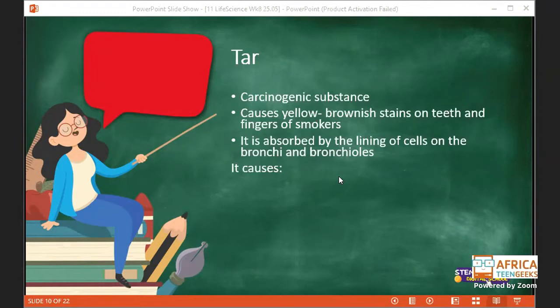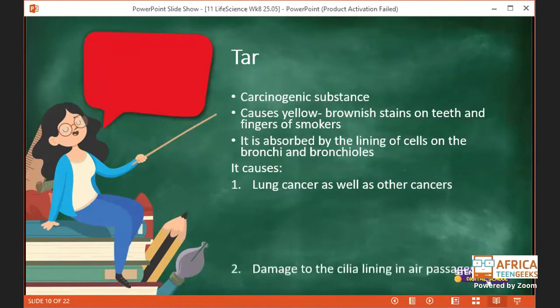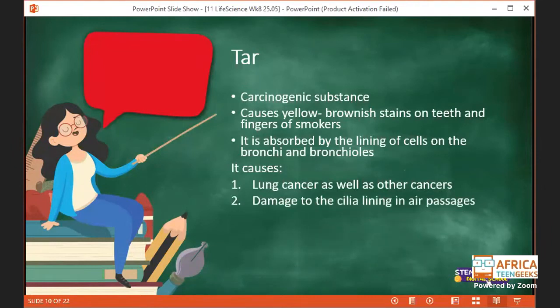All right, now let us see what tar causes. Firstly, tar is the reason for lung cancer, as well as many other cancers. Secondly, it damages the ciliary lining in the air passage.